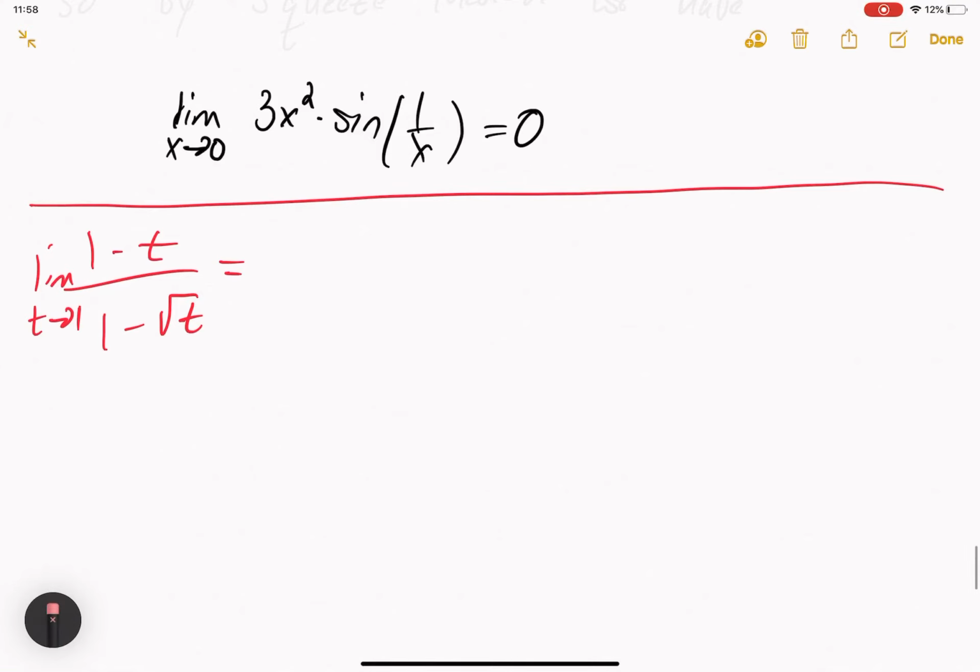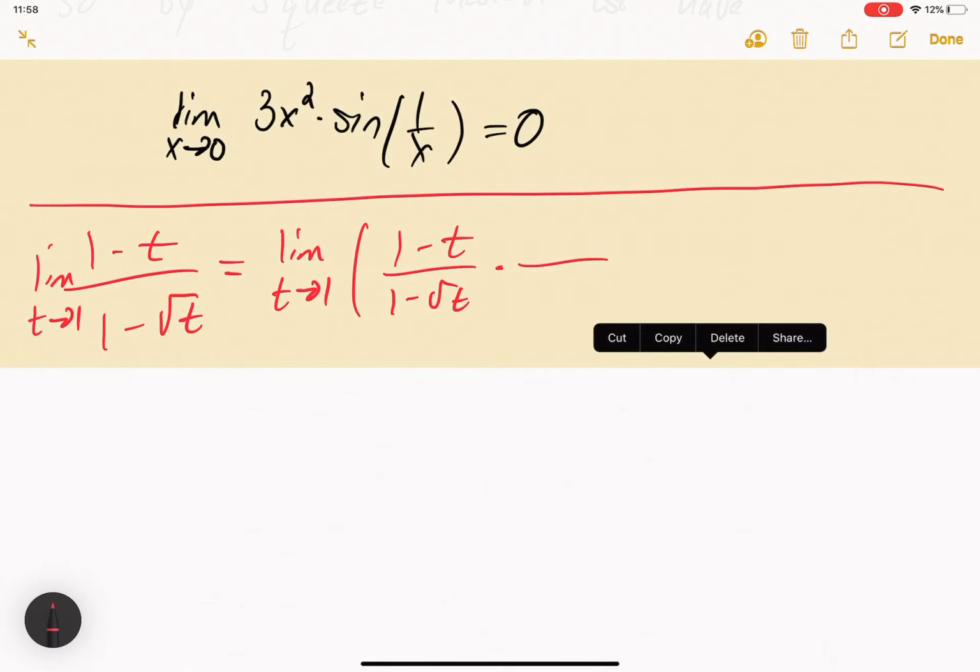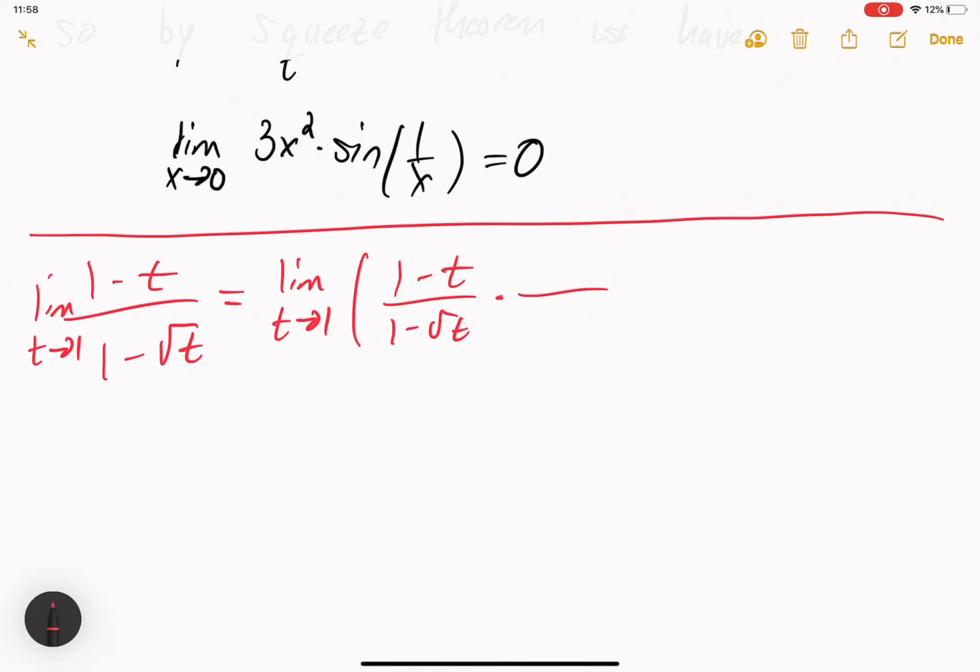So the way we can do that is the limit as t goes to 1 of 1 minus t divided by 1 minus square root of t times. Now what we're going to do is try to get rid of the denominator, try to get rid of that fraction, so we multiply by the conjugate. So it'll be 1 plus square root of t, and then 1 plus square root of t. Again, this is of the form a minus b and a plus b.